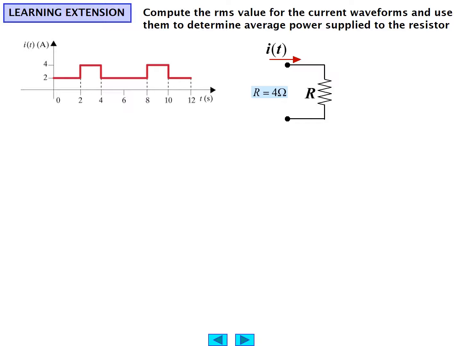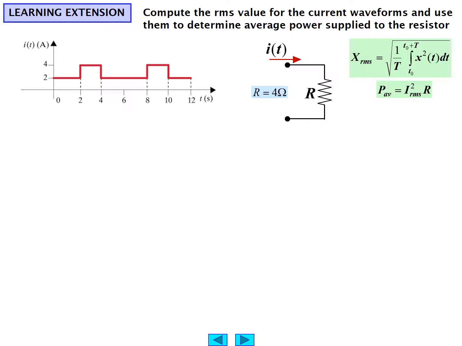Another example: compute the RMS value for this current waveform and then determine the average power supplied to the resistor. So now it's a current waveform. The difference here is, of course, we don't have zeros, but we seem to have constant values, and then it changes to another value over another constant period. So we need to write an expression and apply our standard formulations.